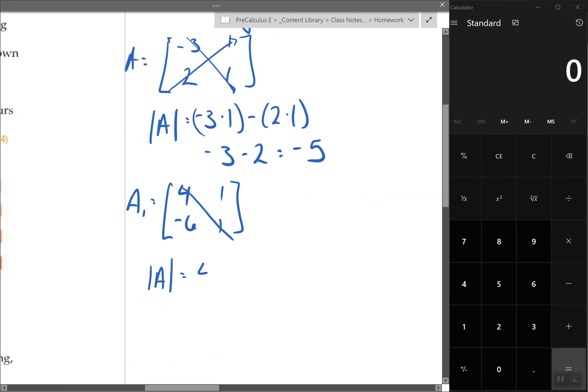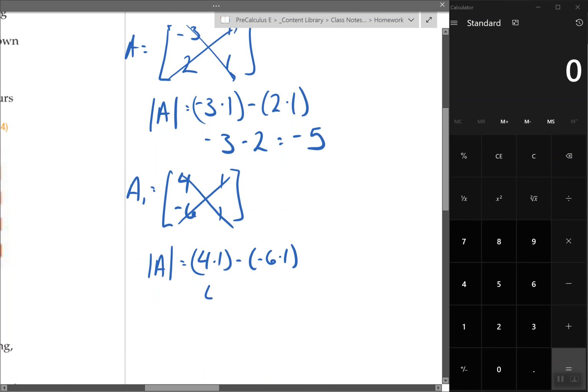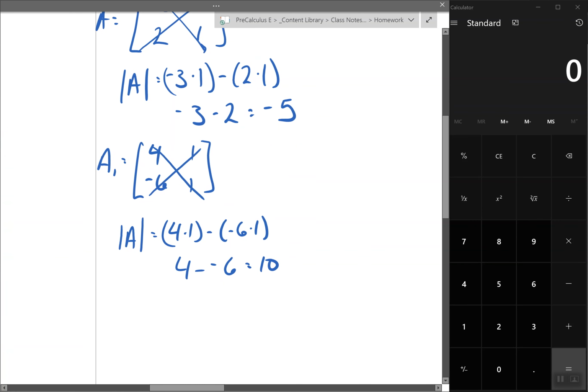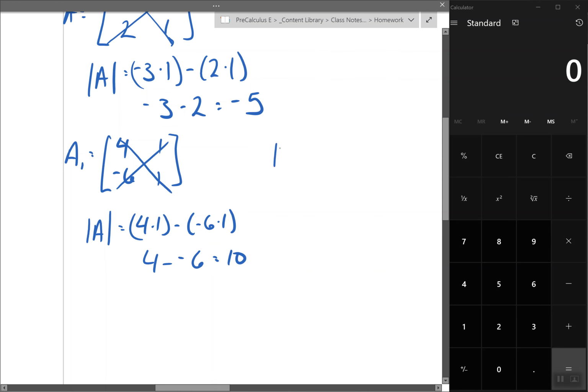And then we're going to find the determinant of this. So our first cross there is 4 times 1 and minus -6 times 1. So we have 4 minus -6, which is 10. So the first solution is that determinant divided by the overall determinant. So we get -2.